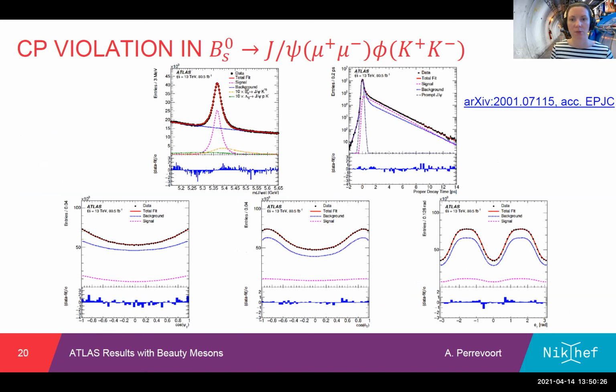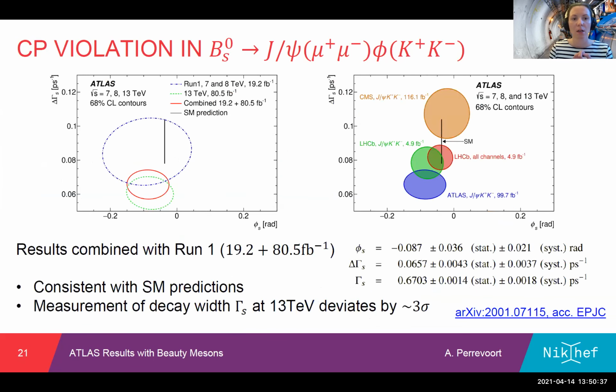And these are the distributions that are actually fitted. On the top left is the reconstructed mass, next to it the proper decay time, and on the bottom, the angles. And this is the final result that we get.